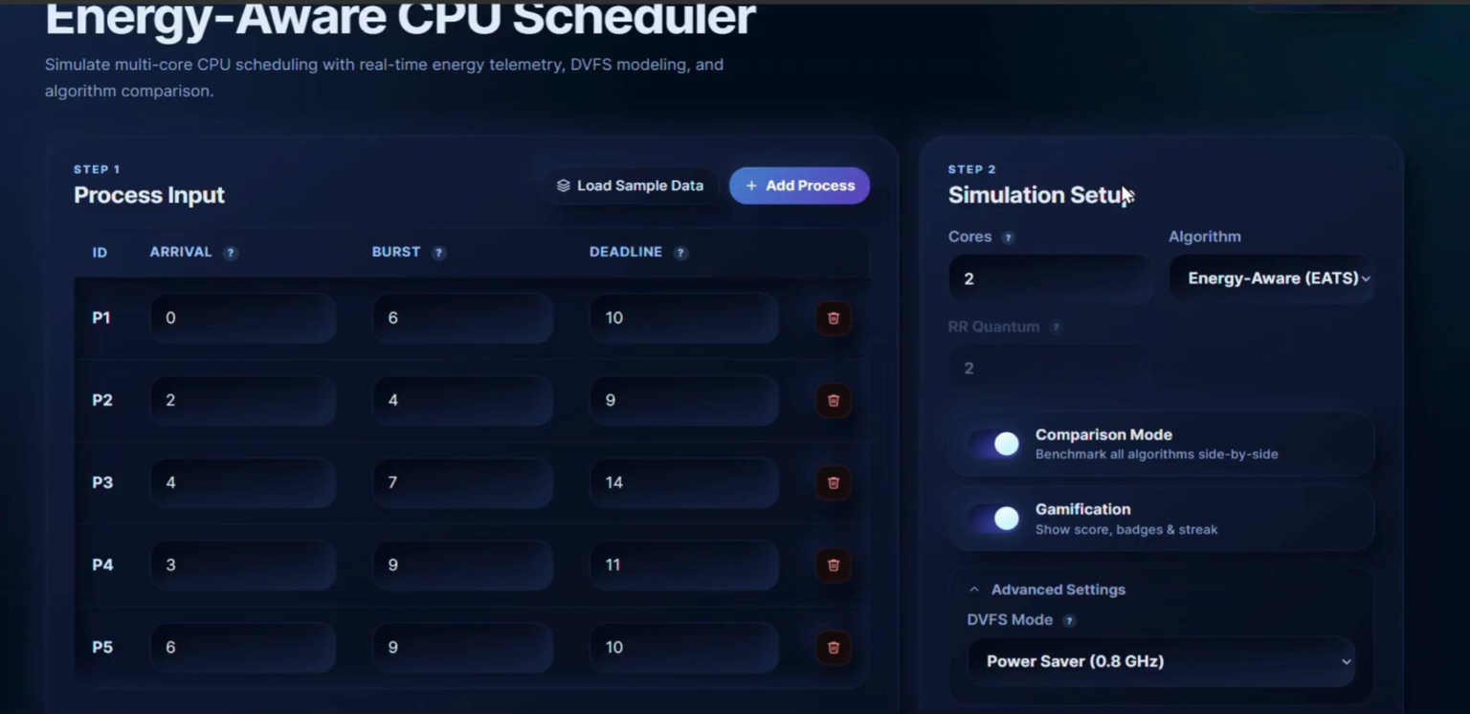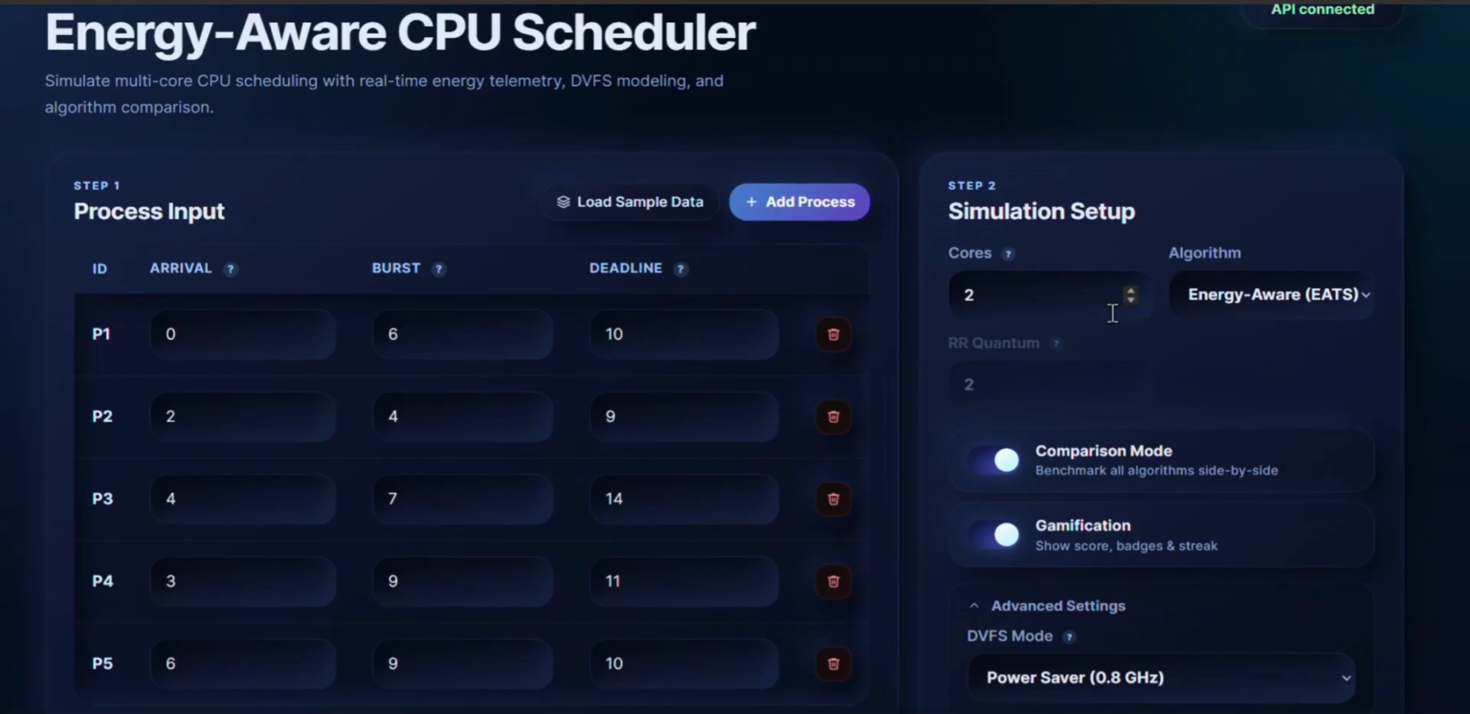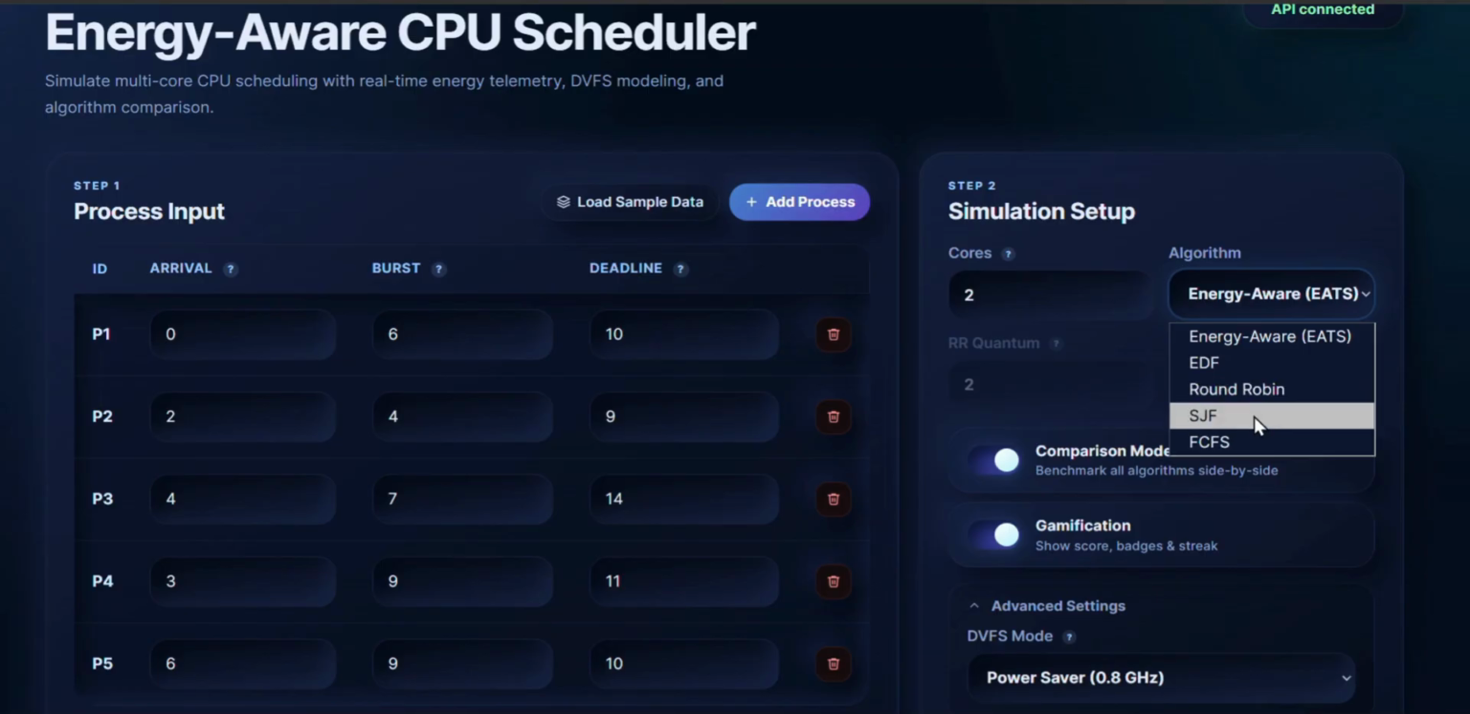Next step is simulation setup. In this section, we configure how the CPU behaves. We choose the number of cores and algorithms: energy-aware, EATS, EDF, round robin, SJF, and FCFS. FCFS executes in arrival order. SJF selects the shortest job first for better efficiency. Round robin uses time slicing to ensure fairness, and EDF prioritizes tasks with the earliest deadlines and is useful in real-time systems. And the energy-aware task scheduler algorithm.